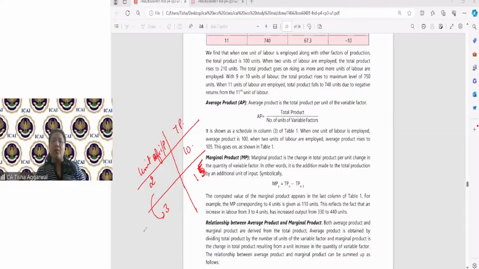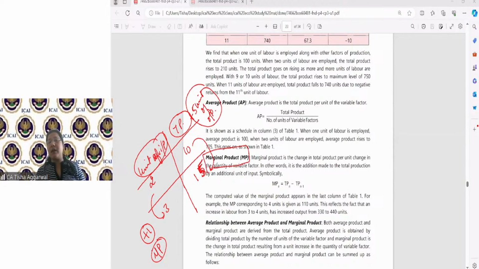That is 1 extra unit of input. You get 5 units of output. So when this unit of input gets added, the extra output generated is 5. That is what is known as the marginal product. So marginal product is TPn minus TPn-1, that is 15 minus 10, which is equal to 5. This marginal product of 5 units is what is known as the additional output.